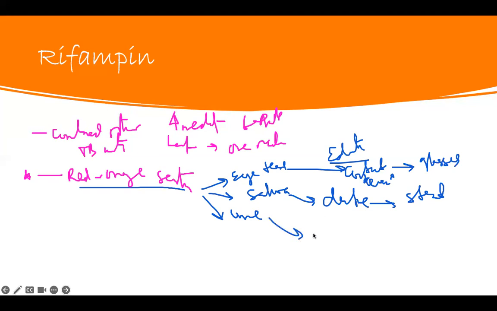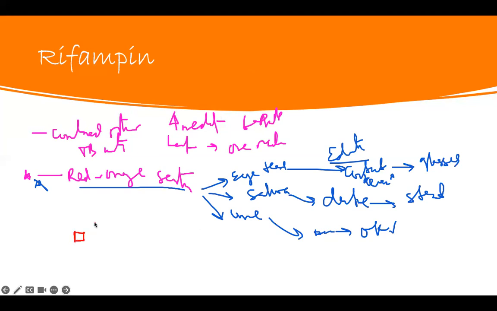When they go and pee and see red-orange, don't call the doctor. That's okay. That's an expected finding. So that's the teaching you provide them. That is the specific side effect for Rifampin.